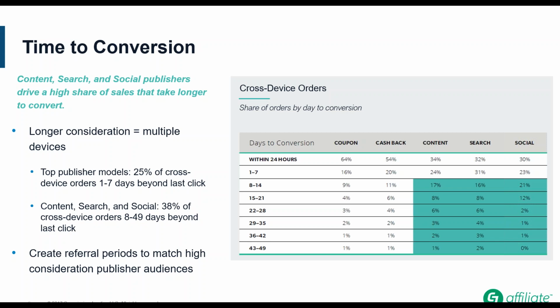And as a reminder to all those listening too, CJ advertisers, you can offer program terms at the publisher specific level. So if you'd like to provide longer referral periods only to content, search, and social publishers, and a different referral period to other publishers, you can easily set that up.